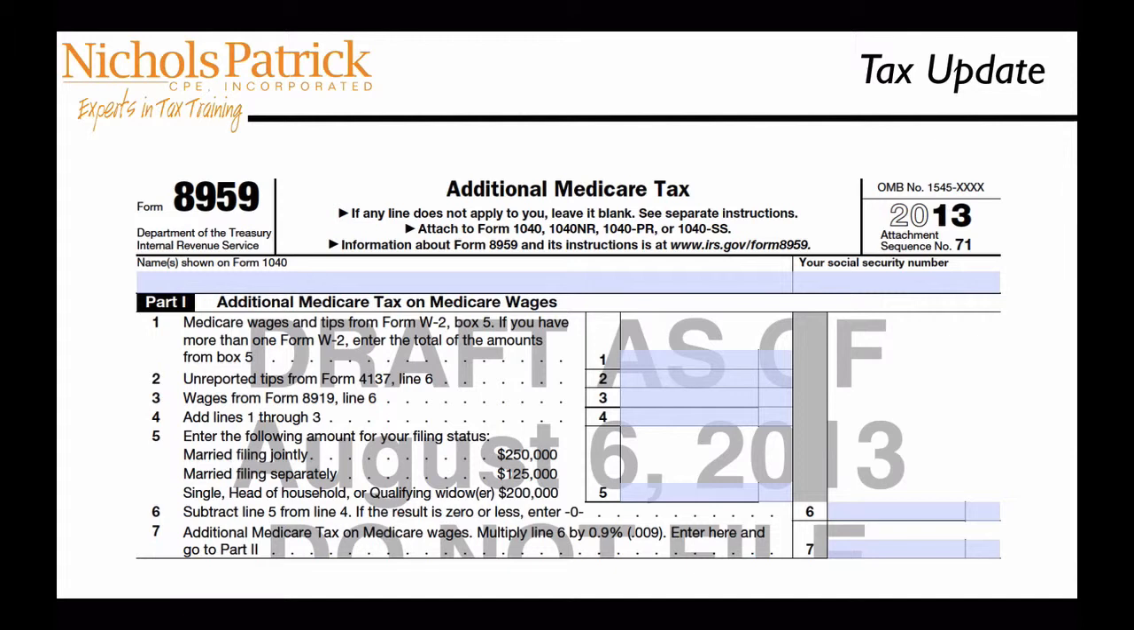On line 6, if your wages don't exceed that level, you don't pay any of this tax and you're done, at least unless you have self-employment income. If you do exceed that number, we compute the additional Medicare tax on wages on line 7. And you hold that for a while because we have to check if we owe any on self-employment income or Railroad Retirement Act income.